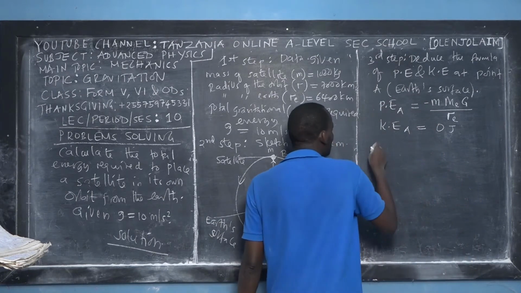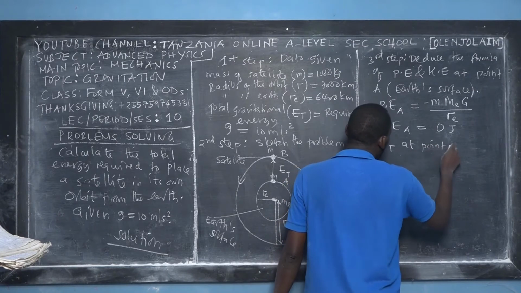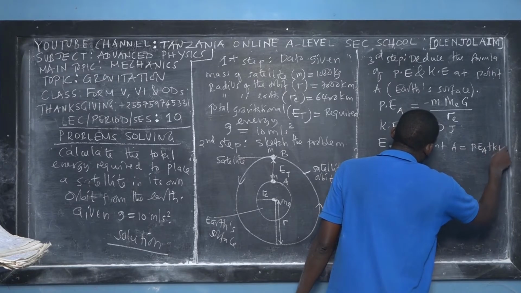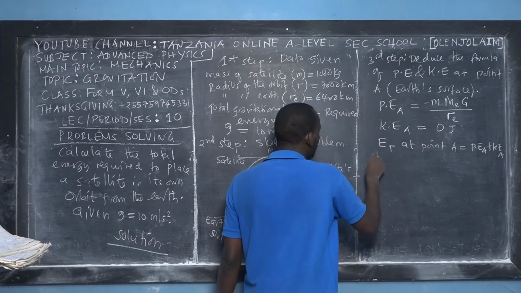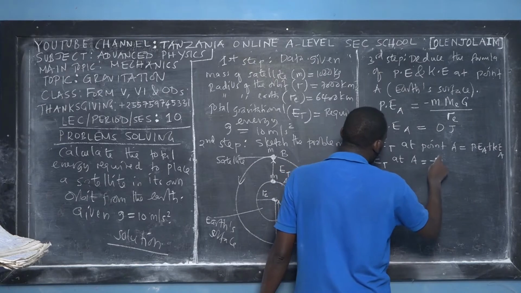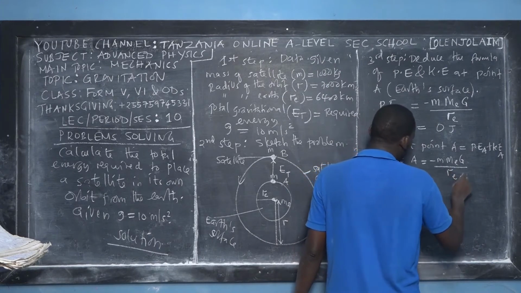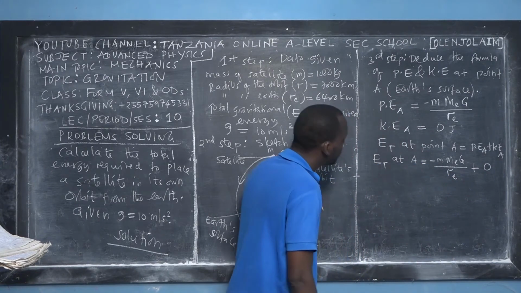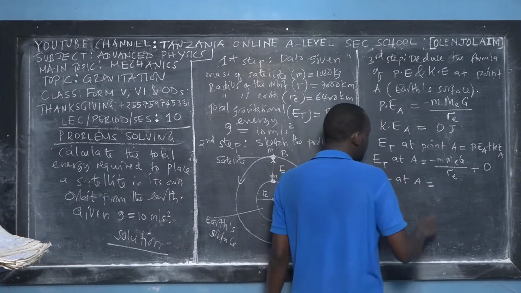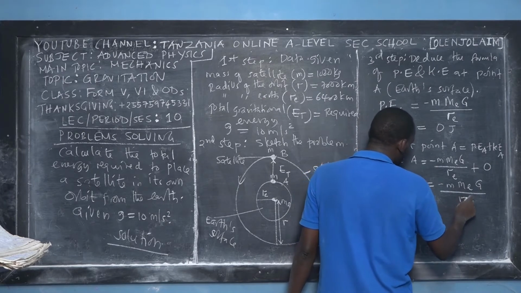So then total energy at point A, on the Earth's surface, will be equal to the potential energy at point A plus kinetic energy at point A. So the total energy now at point A is equal to what? Negative mass of the satellite times mass of the Earth times universal gravitational constant over radius of the Earth, plus 0 kinetic energy. So we say that the total energy at point A is equal to negative mass of the satellite times mass of the Earth times universal gravitational constant over radius of the Earth.